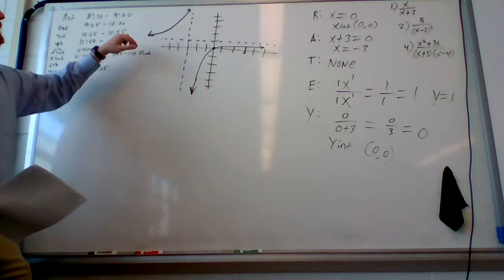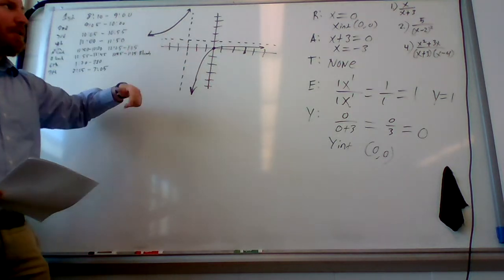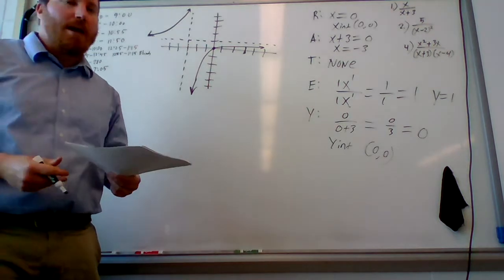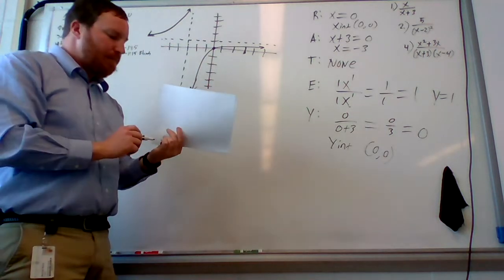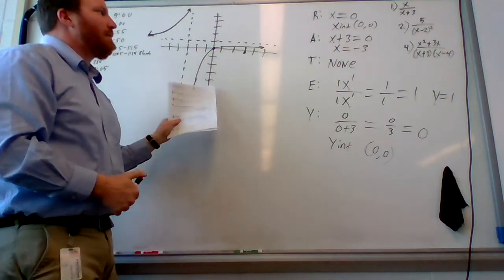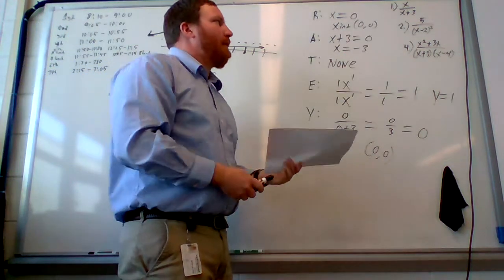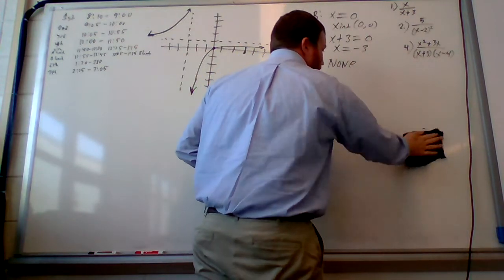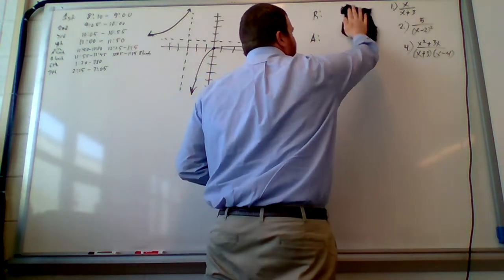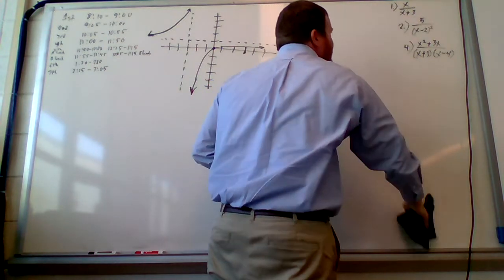Okay. And again, we can check, plug it right into your calculator. And when we do that, we do get these lines. Okay? So let's do that again, but this time with number 2, 5 over x minus 2 squared. This is where we're going to have what we call that t, or that tangent or togetherness.